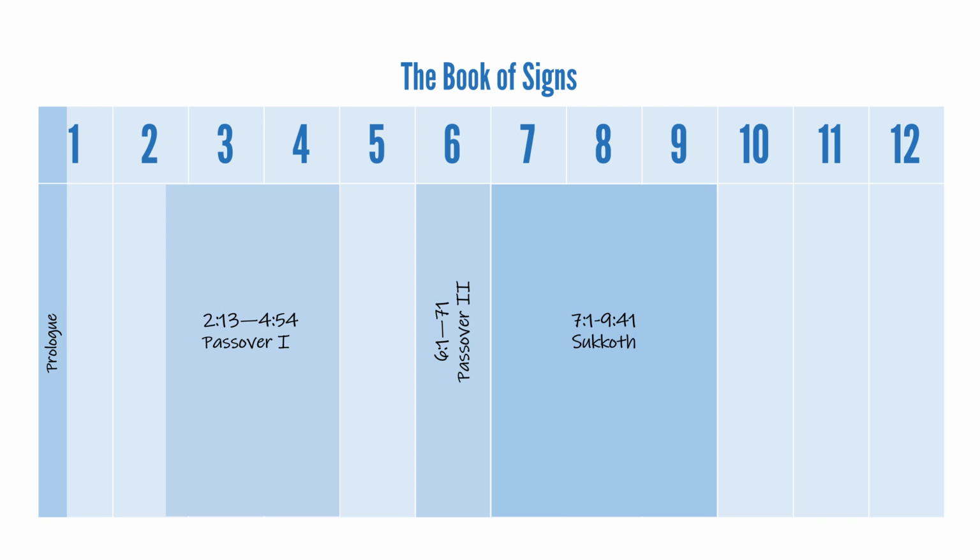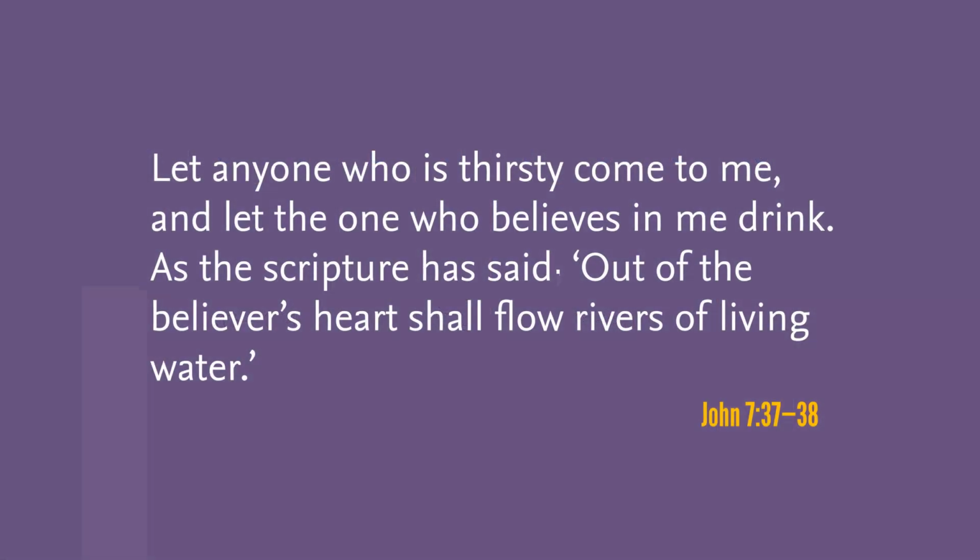All the events of chapters 7, 8, and 9 are clearly set by John in and around the temple courts during this festival. And once again, John seems to rely on the festival's symbolism to add implied significance to what Jesus says and does. It's here that Jesus announces, "Let anyone who's thirsty come to me, and let the one who believes in me drink. As the scripture has said, out of the believer's heart shall flow rivers of living water."